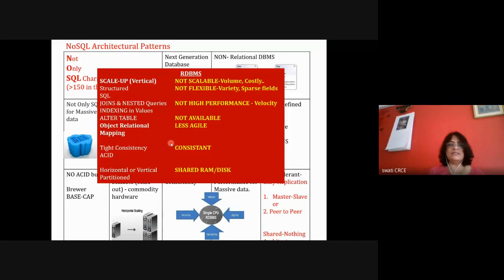For a distributed RDBMS system, you can divide your table horizontally and store one part of your table on one machine, another part of the table on another machine. So it is horizontal partitioning. Or vertical partitioning, where you keep a few columns at one location and a few columns at other locations. So a few columns with all the rows at one location, and a few columns with all the rows at another location. That is called vertical partitioning. So you can divide your RDBMS into horizontal or vertical partitions, but then we are using a shared RAM or shared disk technique to access the data.